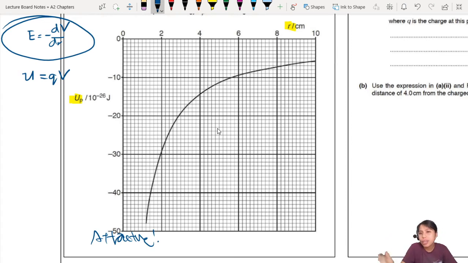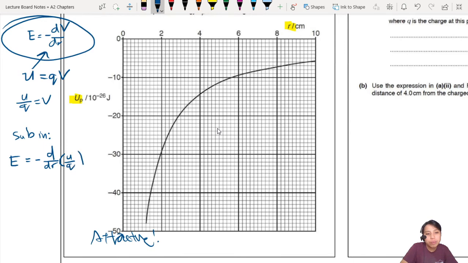So let's write some rough working here before we write the answer there. I want to somehow involve U into this equation. Let's rearrange it. How about U over Q equals V? Then I sub into the equation, so I get E equals negative d/dr of, sub in V, U over Q. Okay, so Q is the charge, that's constant, so E equals negative 1 over Q, I can take that out, and I leave dU/dr inside there. I think we got it. We have related successfully the gradient of this graph.